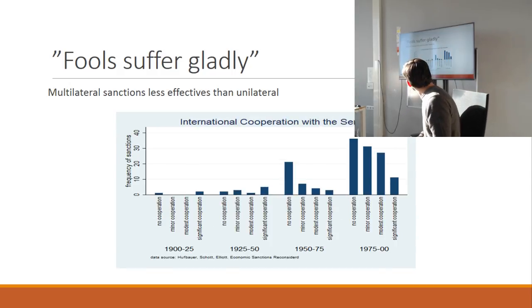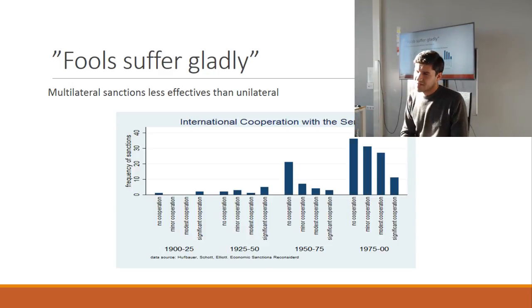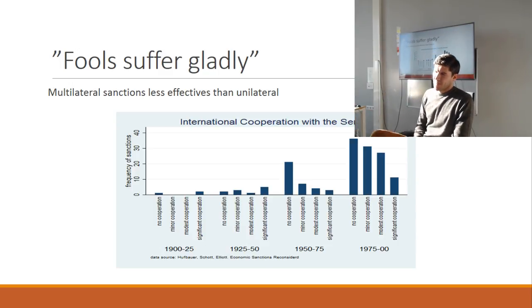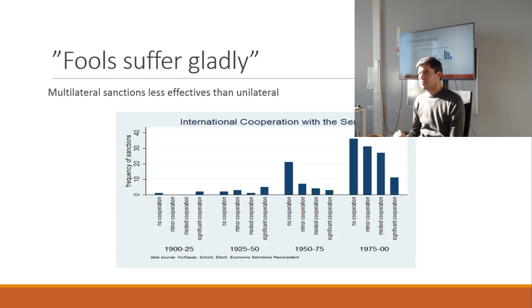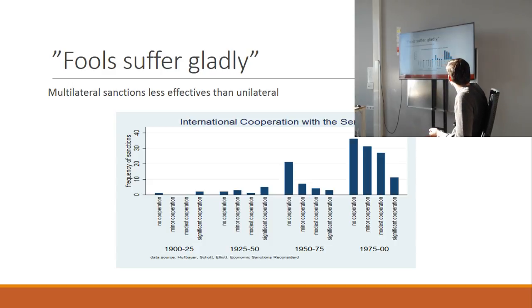What also is quite interesting is that we see more cooperation in economic sanctions, and that's puzzling because all the literature up until last year has indicated that multilateral sanctions are less effective than unilateral sanctions, so that it doesn't pay off to work together, or that too many cooks spoil the broth. And that's quite striking, given that this is again data for the US. We see that the US is increasingly trying to cooperate: this is no cooperation, and those three represent some form of cooperation from minor to significant.